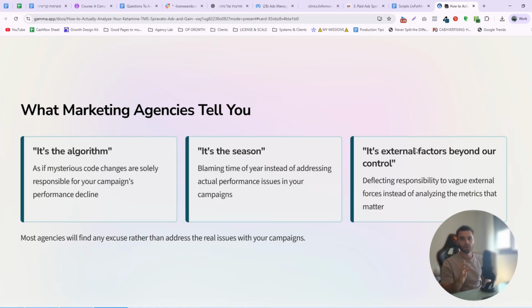No, it's always their responsibility. And it's never the algorithm. It's never some sort of external factor. There are actually patterns, as I said, and I want to show you what these patterns are.